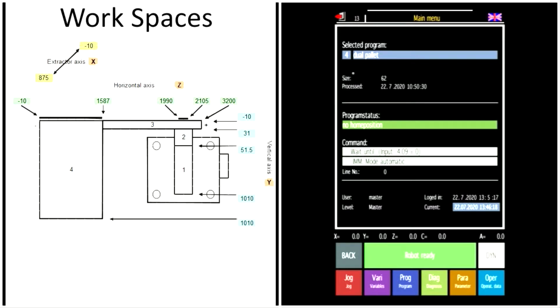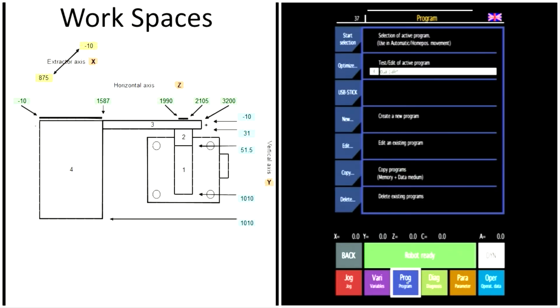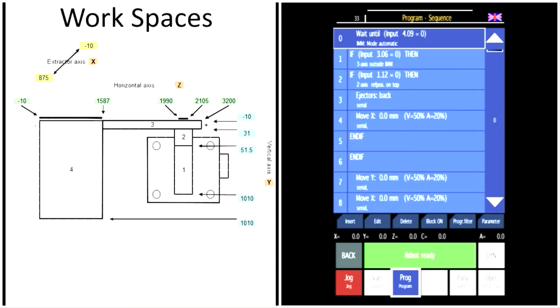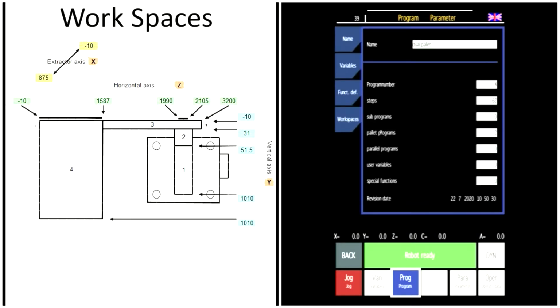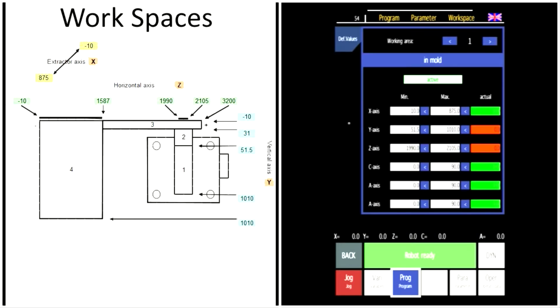Workspaces are going to be in the program or part of your program. Let's go take a look at that. We're going to go look at program here, and we're going to go to optimize. We're going to go to parameters. We're going to go to workspaces.